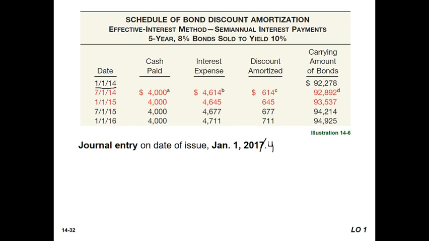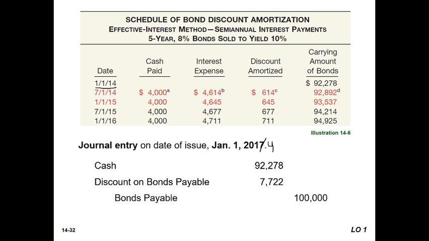This is bond issue. We received 92,278. We have a discount on bonds payable of $7,722. And then we have a bond payable obligation. So when this issue of bonds runs its course over 5 years, we will have $100,000 that we need to pay to those that we borrowed it from.